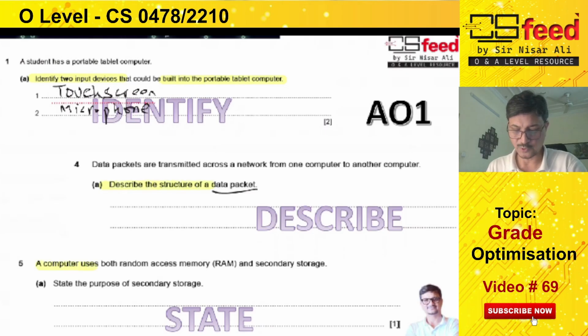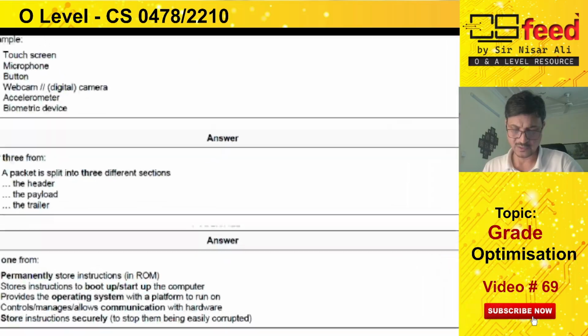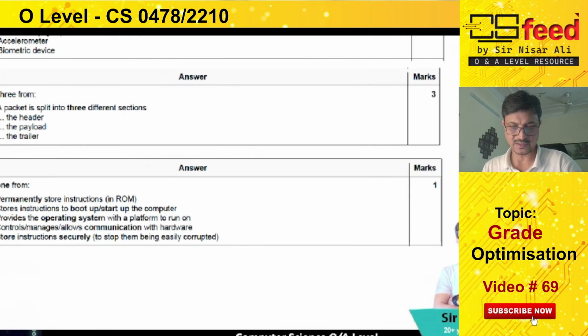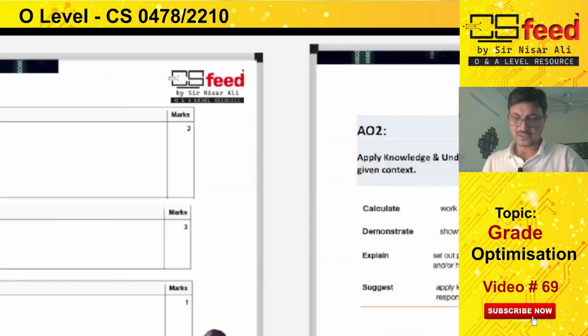A computer uses both random access memory and secondary storage. State the purpose of the secondary storage. Secondary storage holds the data permanently. It stores the data, the applications and the software. So you are defining the purpose of secondary storage in terms of its various characteristics or features: permanently storing the operating system, storing the user's data, storing various things. So this is the assessment objective 1.